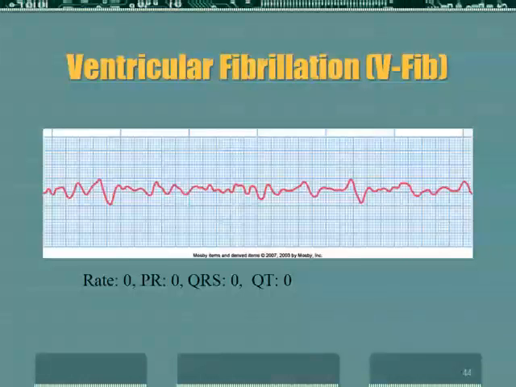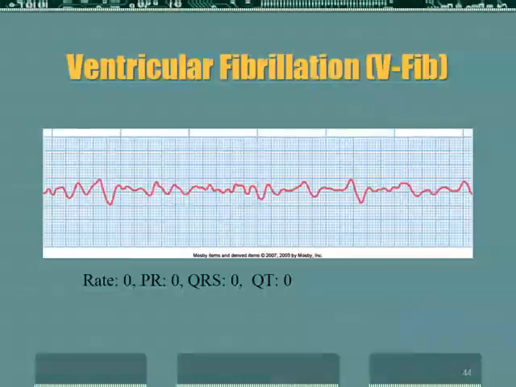So just to give you some statistics, the best way to treat ventricular fibrillation is to do defibrillation on the patient to get the patient hopefully back into a normal sinus rhythm. And this was one reason for the development of automatic external defibrillators, or AEDs.